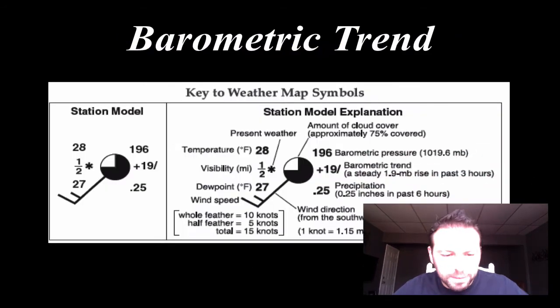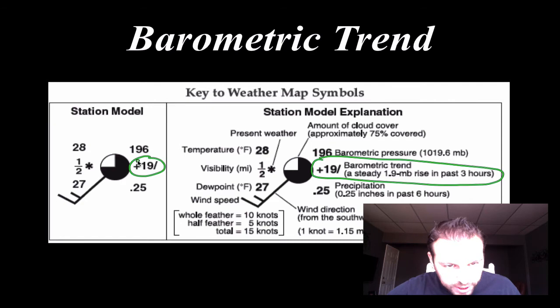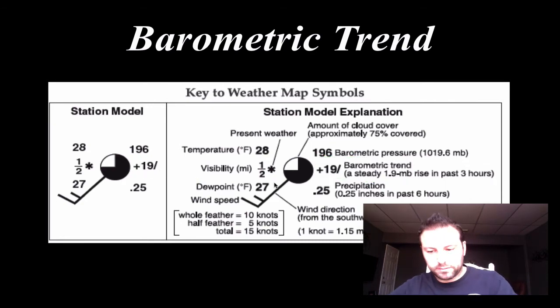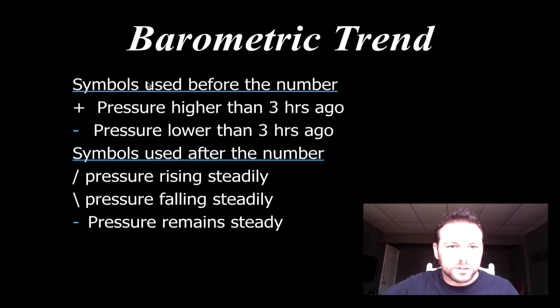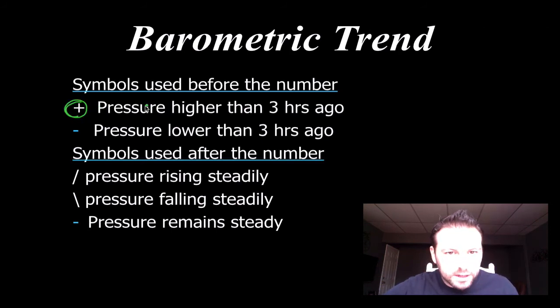Now we're gonna look at our barometric trend. Barometric trend is the next spot down here, right here. There's a lot to be said with the barometric trend. These are some symbols that are used before the number. A plus sign is a pressure higher than what it was 3 hours ago. A minus sign, the pressure is lower than what it was 3 hours ago. So that's the symbol that is used before the number.